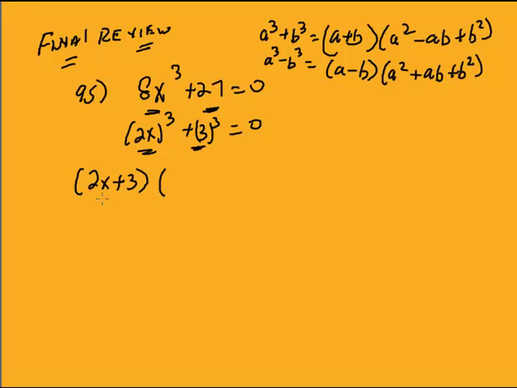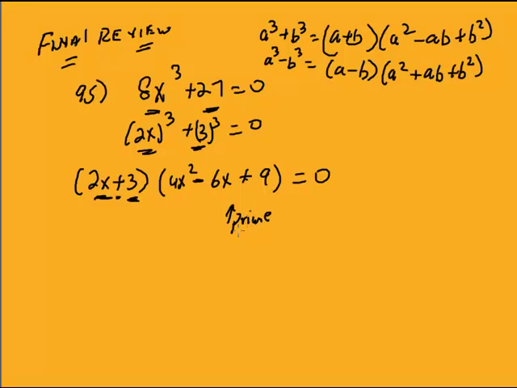Times, then the trinomial is going to be first term squared, which is 4x squared. And then if that's a plus, it'll be a minus here. And then multiply the first and second term, it's going to give me 6x. And then the last one's always plus, second term squared, which is 9, and that's equal to 0. This is prime.